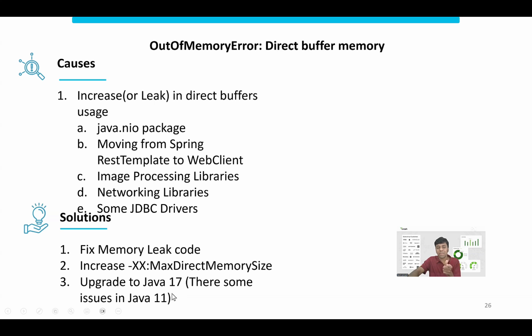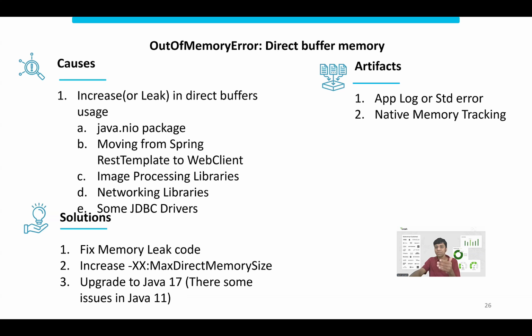If not, increase it. Also, since a lot of frameworks are evolving and moving the workload to this direct buffer region, Java has made a lot of significant upgrades and performance optimizations to this region. Starting from Java 17, they made a lot of upgrades for this direct buffer region.